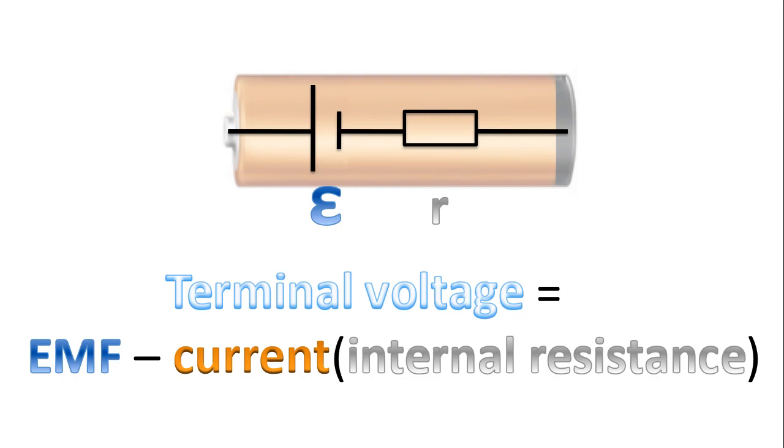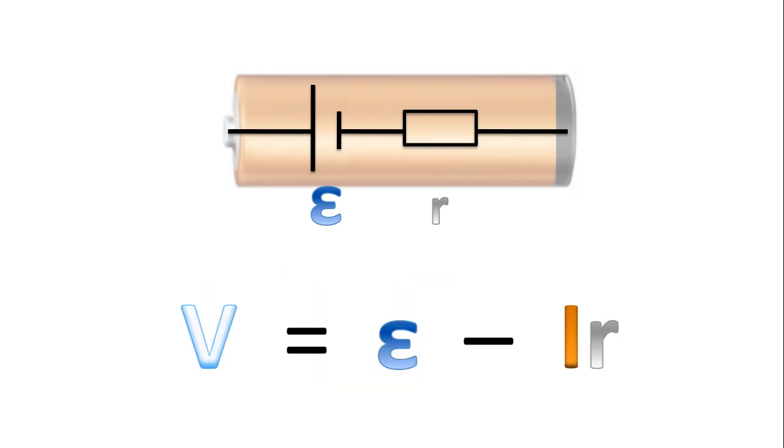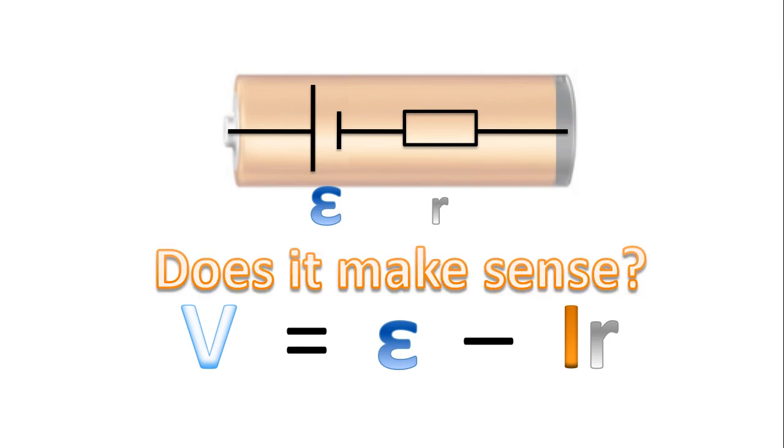Here is an equation we're going to use to ultimately determine internal resistance. Terminal voltage equals the EMF subtract the current multiplied by internal resistance. Or V equals epsilon minus I, representing the current, times R, the internal resistance. So before we continue, does this equation make sense?